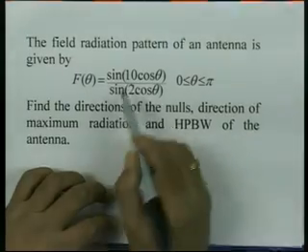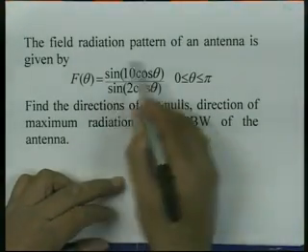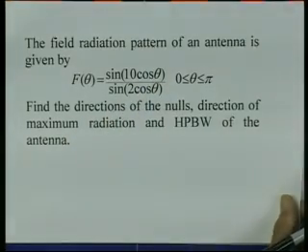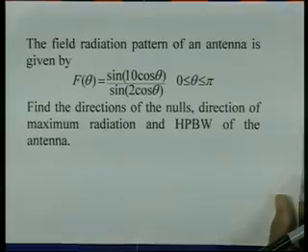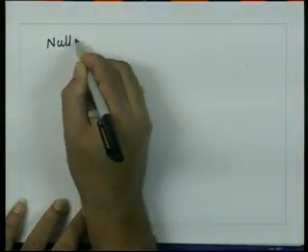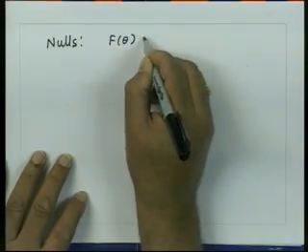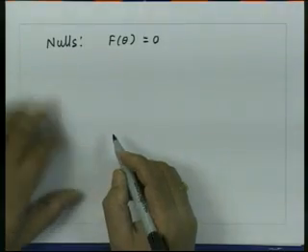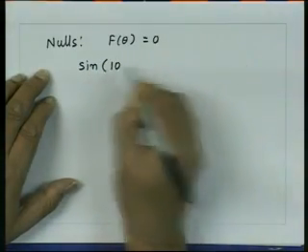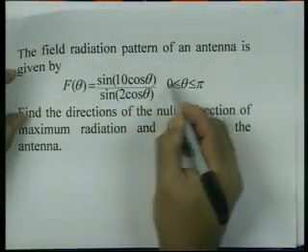Now, as we know, the nulls correspond to f theta equal to 0. So if I take this function and equate it to 0, we will get the directions theta for which the field will go to 0. So the nulls of this antenna would correspond to f theta equal to 0, that is sine of pi cos theta should be equal to 0.